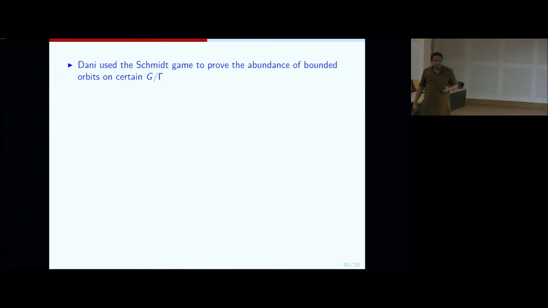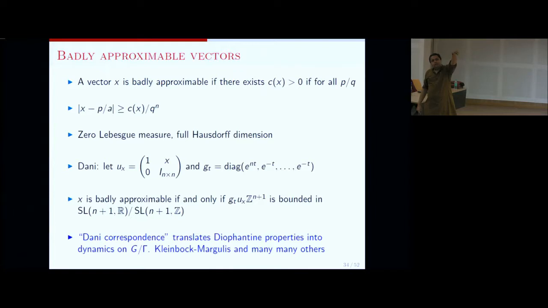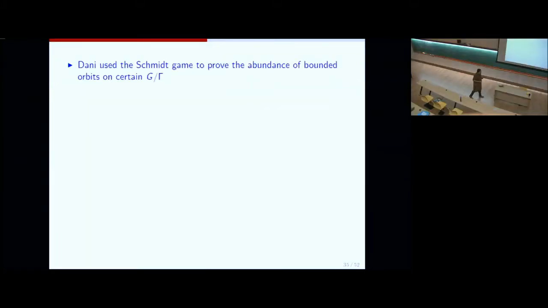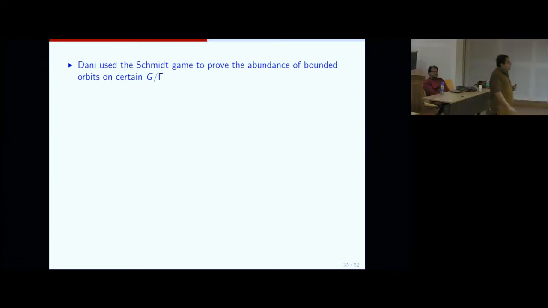Okay. So now I mentioned that these badly approximable vectors have zero Lebesgue measure and full Hausdorff dimension. Dani used this information in a pretty spectacular way. And the point was that at the time, we knew that these flows are ergodic. So almost every orbit is going to be dense. So then you can ask, okay, so what about the non-dense orbits? Are there any non-dense orbits? Are there lots of them? What's going to happen to them? So what Dani did was he used this correspondence between badly approximable and bounded to conclude that there are lots of non-dense orbits. And in doing so, he introduced a game.